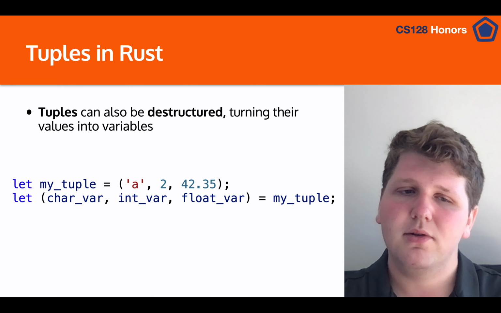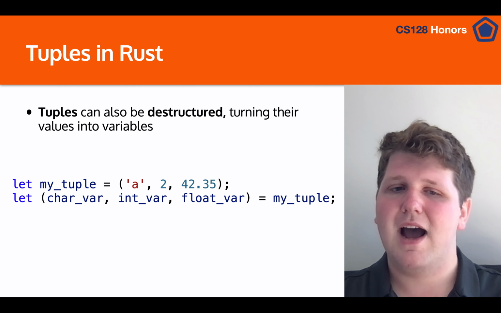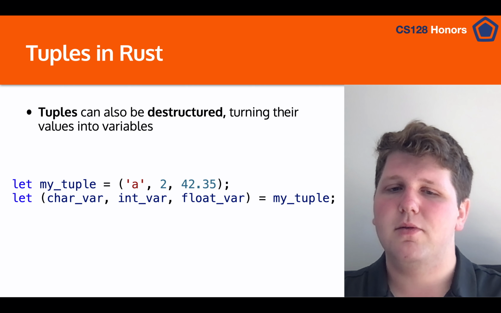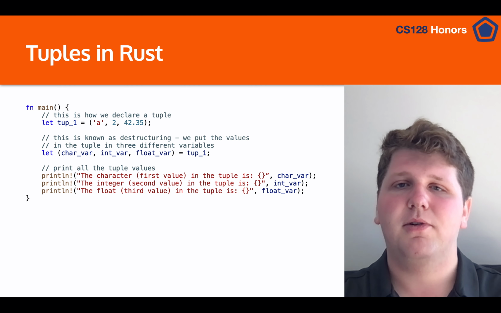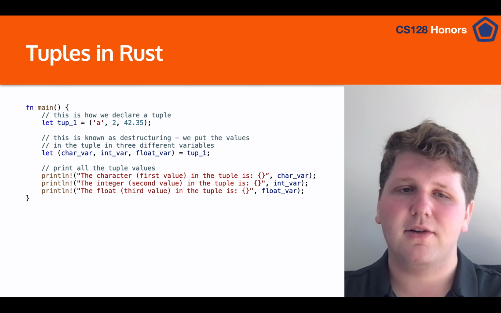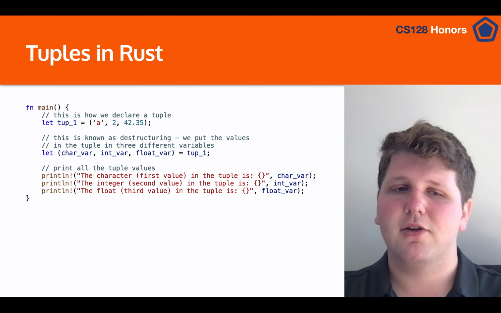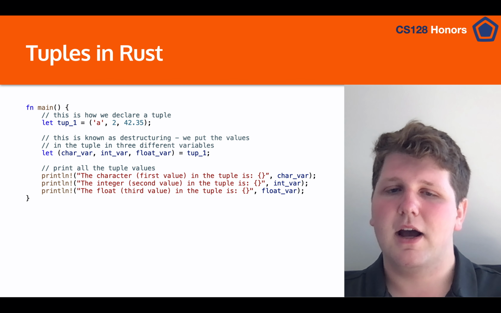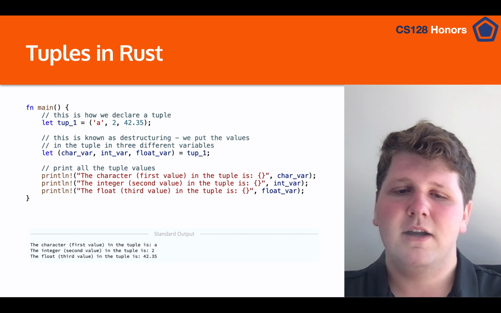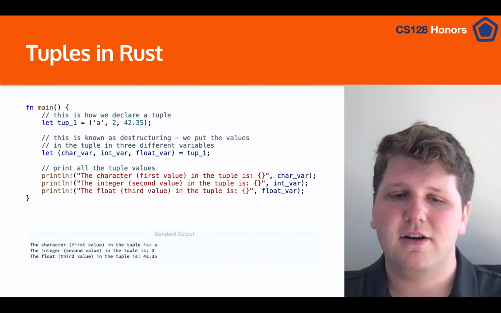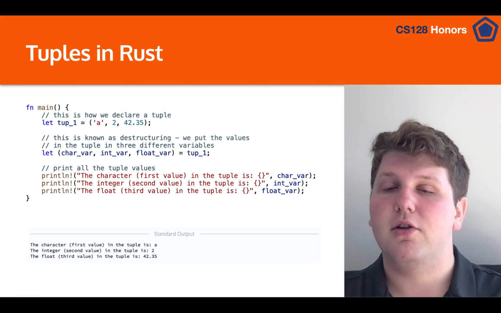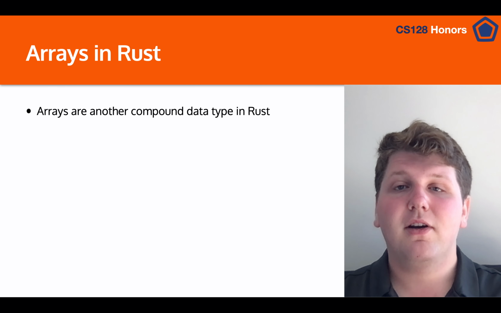And so what this will do is allow you to have 'a', 2, and 42.35 all in separate variables, even though they were originally stored in one tuple. If we take a look at this example, you can see we are creating a tuple, then separating them out, and when we print, you'll see that we get character A, then integer 2, and then float 42.35.